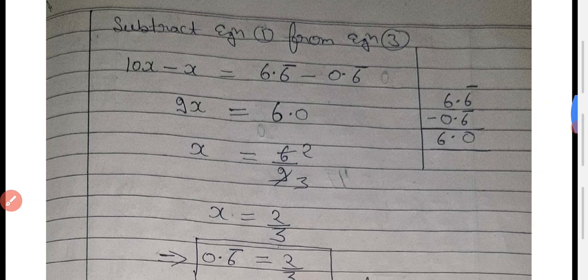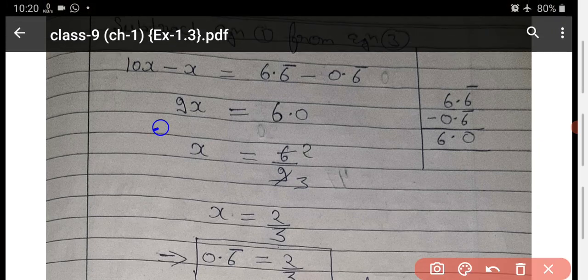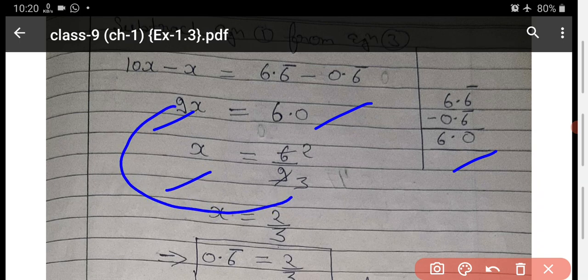Now when you subtract, what will you get? 10x minus x, and here you get 6.6 bar minus 6 bar. So when you subtract, it becomes 9x, and it becomes 6.0 only, as I showed in the calculation. Then x is equal to 9 comes in divide, it becomes 6 by 9. Now just cut 3 to the 6, 3 3s are 9, it becomes 2 by 3.